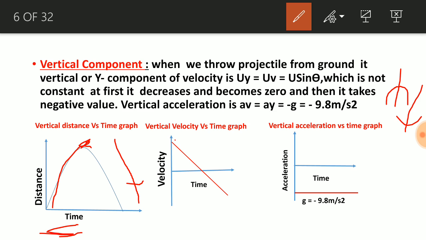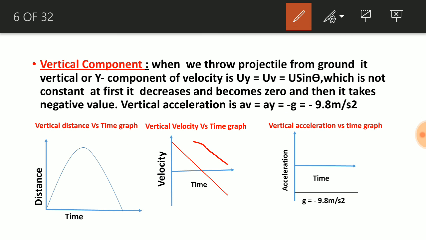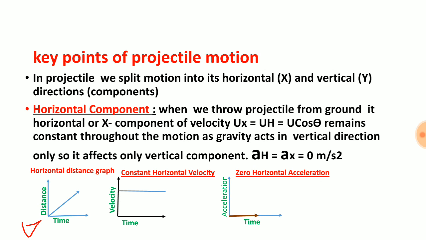The maximum velocity of the body was at the point of throw. When it was thrown, its velocity continuously decreases, and at maximum height it becomes 0, and then it goes towards the negative axis. In this case, the velocity is continuously decreasing. So acceleration is minus 9.8 meter per second square. That is constant, so acceleration will be like this. The acceleration of the projectile is only because of acceleration due to gravity, because the x component of acceleration is 0.